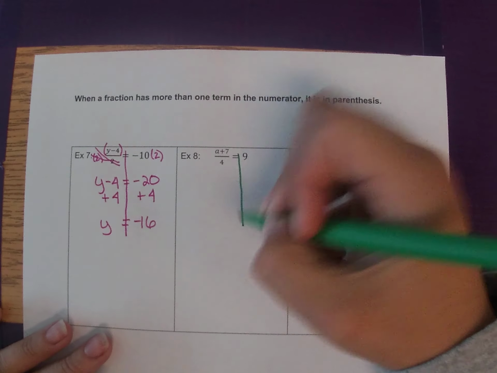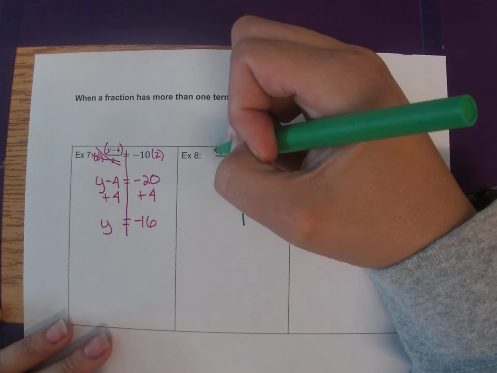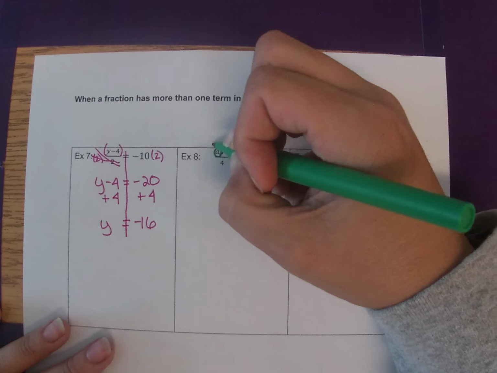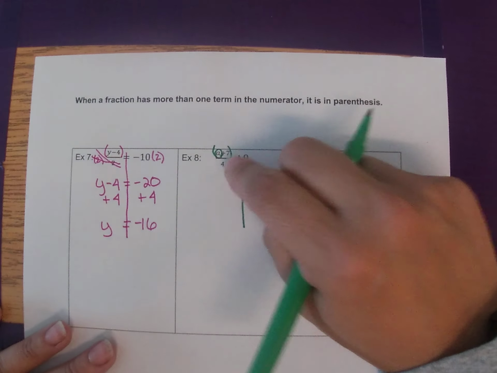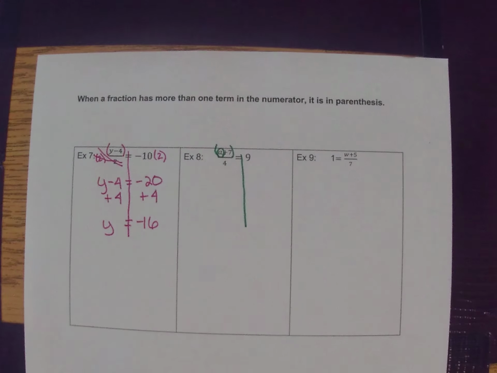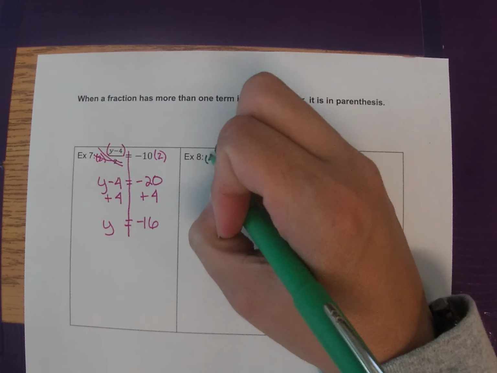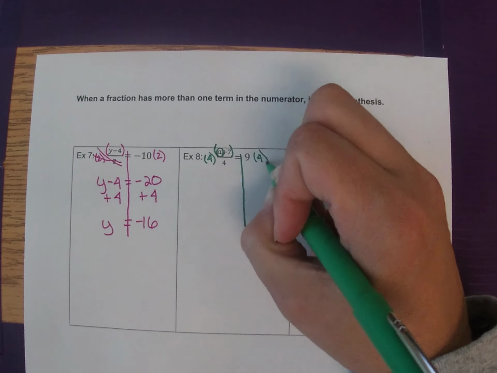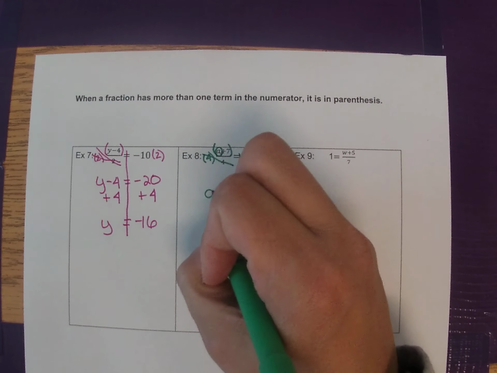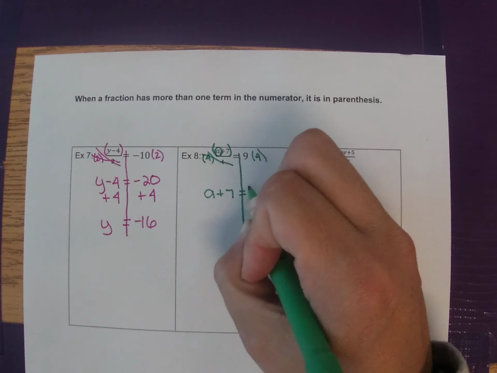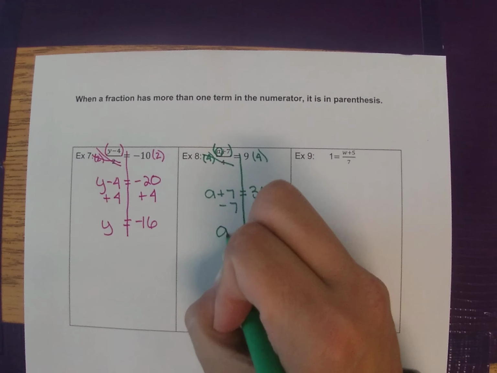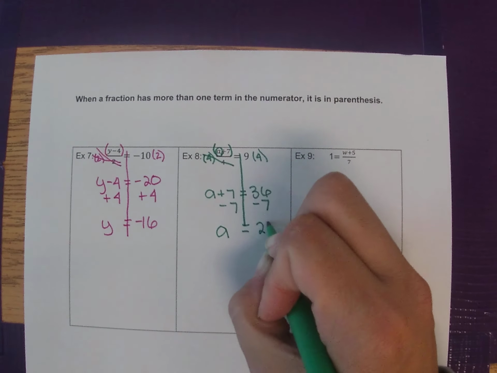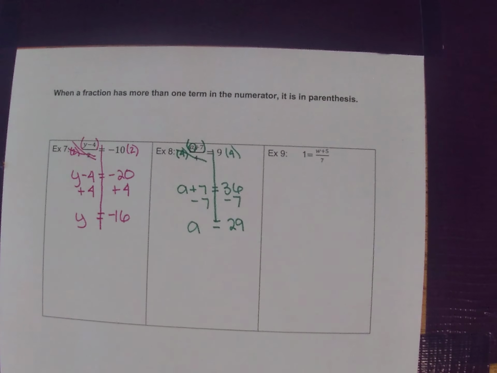Okay, so next thing, we're going to draw our line down. Here's our variable. But again, this top is in parentheses. So I'm focusing on this side, and I normally undo addition and subtraction first. That top is in parentheses, so I have to move that 4 first. So I'm going to undo dividing by 4 by multiplying by 4, which makes that a plus 7 fall down. And I'll subtract the 7, and I'll get a equals 29.